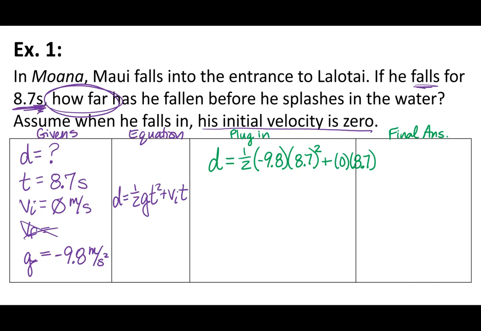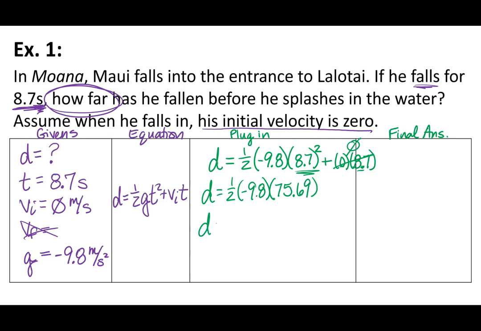So the first thing I'm going to do is square this 8.7. All right, so I have D equals 1/2 of negative 9.8, and if I put 8.7 squared in the calculator, I get 75.69. On this second part, 0 times anything is 0, so that actually drops out. Well, that's nice.